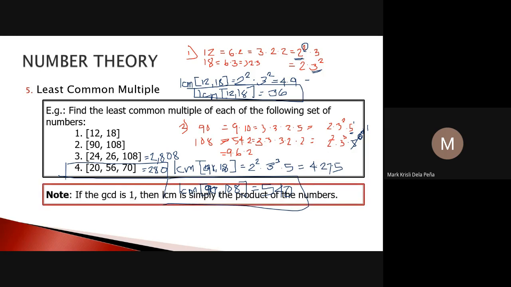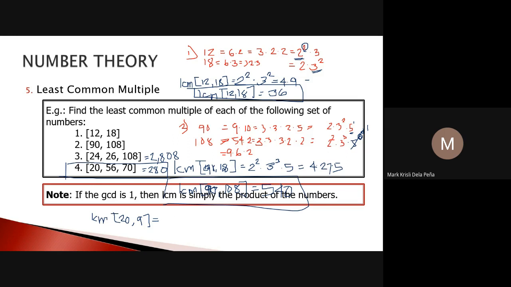If the GCD is 1, the LCM is simply the product of the numbers. Meaning, if they are relatively prime numbers, then their least common multiple is just their product. The least common multiple is just the product of the two. In our example, we have 20 and 9. 20 doesn't share the same factors with 9. So therefore, their LCM is just 20 times 9, that's 180.